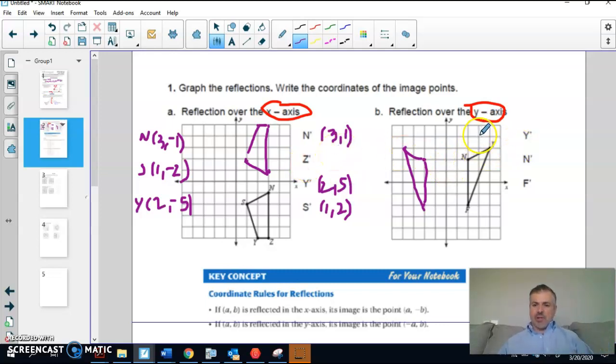Let's see what happens when I reflect it over the y-axis here. So you'll notice, let's find a pre-image point. We'll use n since I started with that one before. Notice that's at 2, 2. So n is at 2, 2. N prime, where does that end up? So it's at -2 now on the other side of the y-axis, but it's still at +2. So this is at -2, 2.